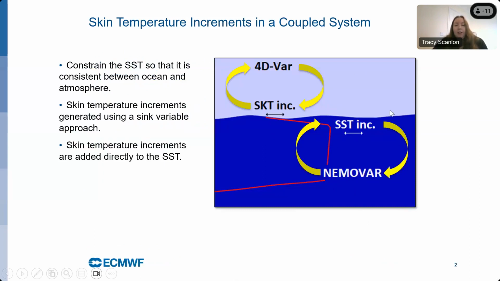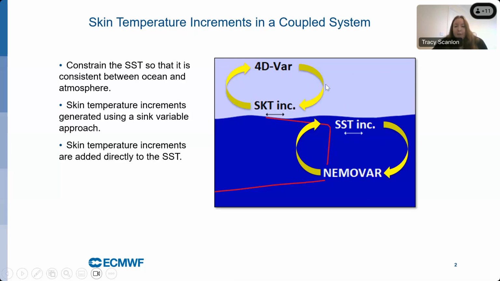So here I'm showing a very simplified diagram, which basically is trying to say that if you can derive information in the atmospheric system, which can then be directly added to the ocean system, you can try and improve the ocean.